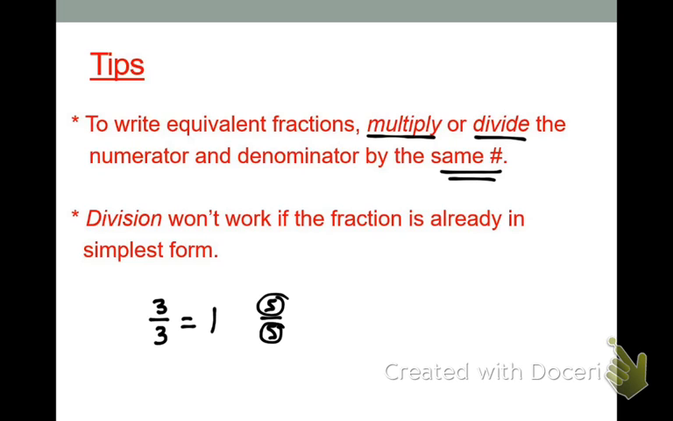Read me what the second tip says. All right, so division is not going to work if the fraction is already in simplest form. Just think about this. 1/2. Can I divide that by anything on top and bottom? No. Aside from the number 1, I cannot, okay? So if it's already in simplest form, you're not going to divide. Instead, you would just multiply. All right, so I'm going to go through a few examples so that this makes a little bit more sense.